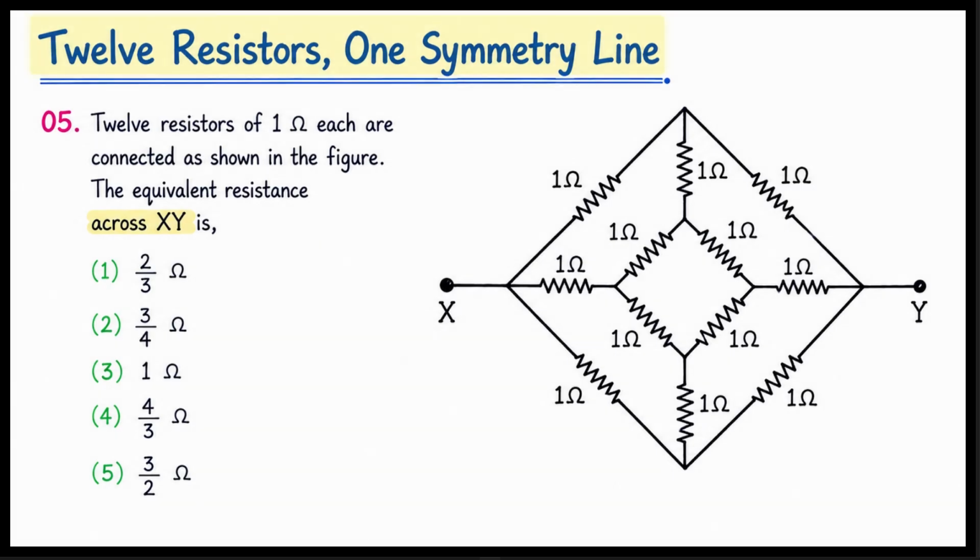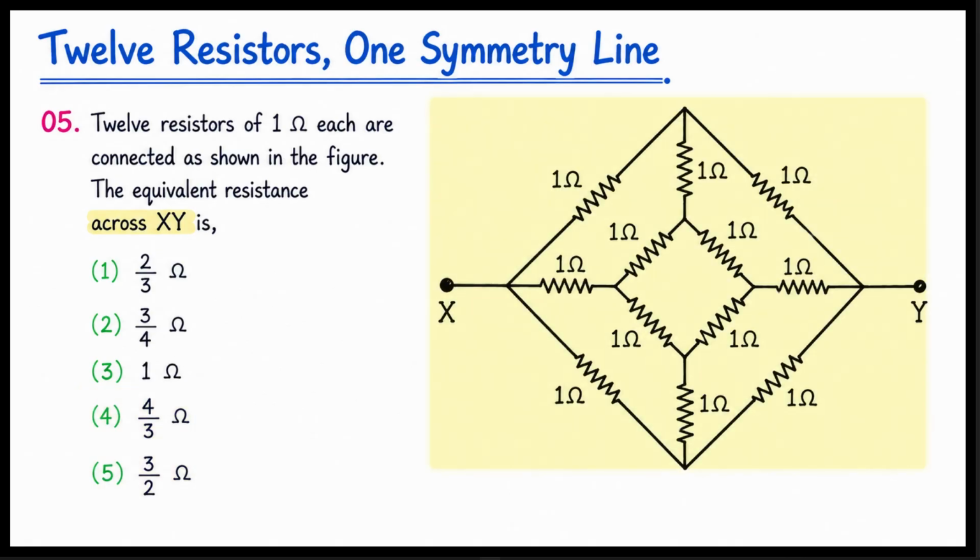Question 5 is a network question, and the moment you look at the diagram you should be thinking one word, symmetry. 12 resistors of 1 ohm each, arranged in a diamond pattern between terminals X and Y. The 5 options are all simple fractions: 2/3, 3/4, 1, 4/3, 3/2.